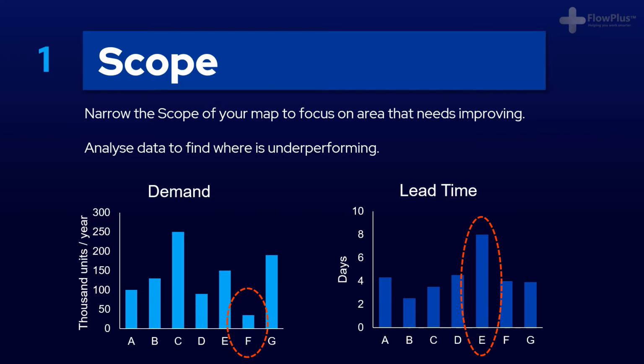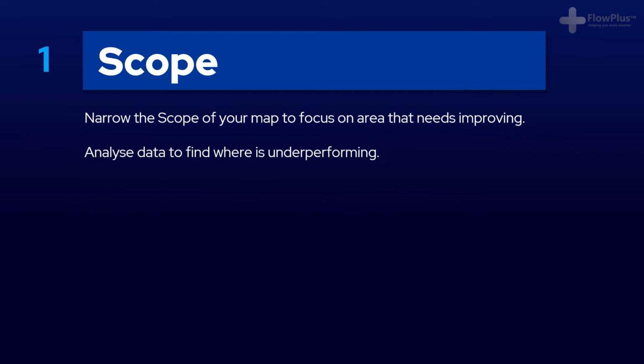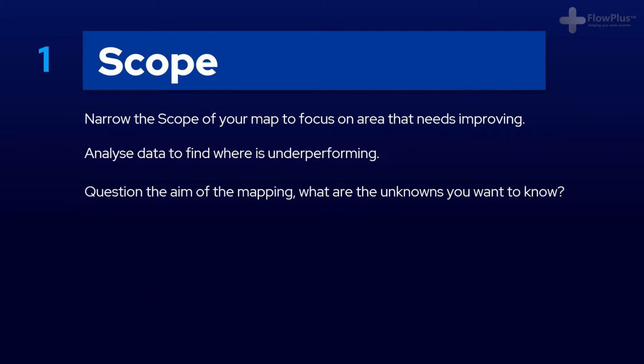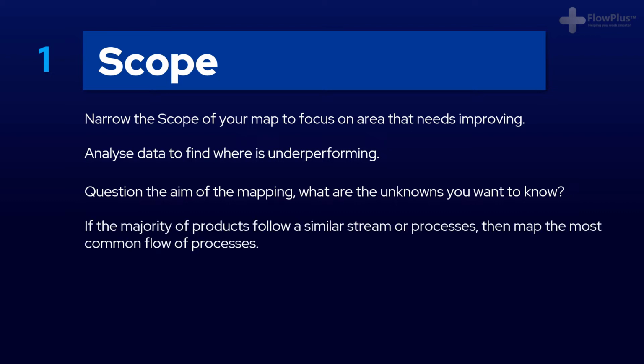The key thing here is to question what the aim of the mapping is. What are the unknowns that you want to know, and where do you think you can make a significant transformation? Wherever possible, we suggest looking at the facts and making a data-driven decision for what product or product family to map, but in some cases it may be obvious where to start. Equally, if the majority of products follow a similar stream of processes, then it would be wise to map the most common flow of processes.